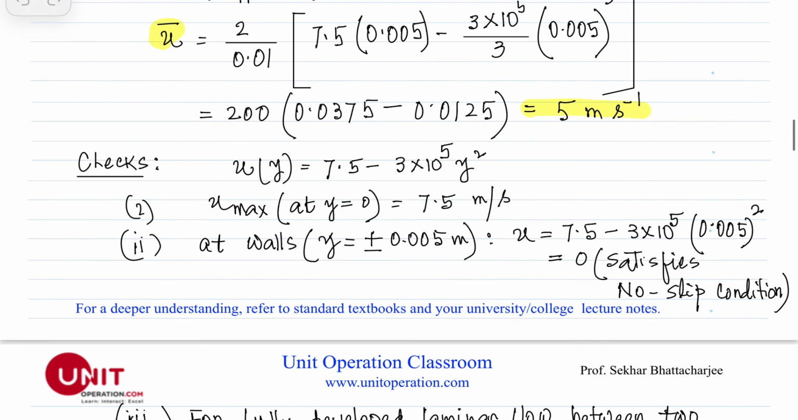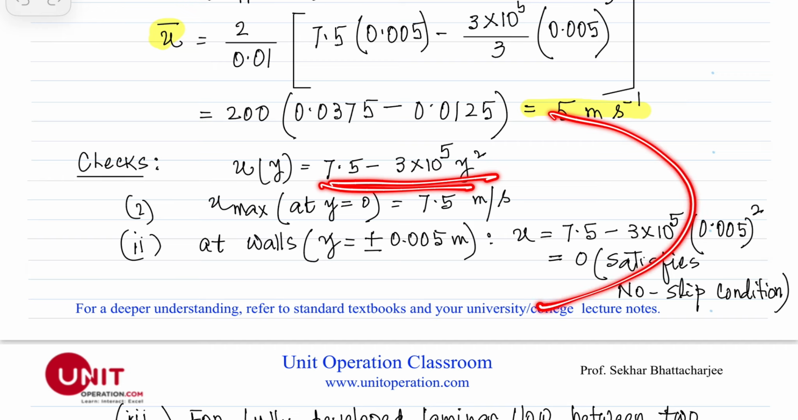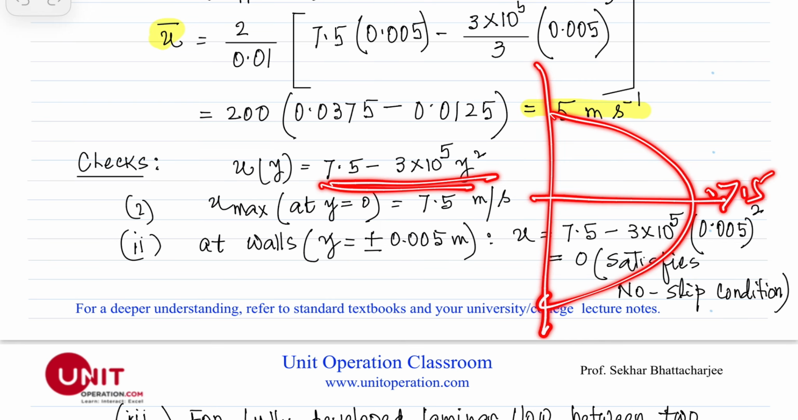So here this is equal to 7.5, because if you put y equal to 0, this is going to be equal to 7.5. And at the walls, if you put plus minus 0.005, this is a square here, so of course that will accommodate both plus and minus, so it becomes equal to 0. So this velocity profile satisfies the conditions right there. So this is the maximum, here it is 7.5, and here the velocity is 0, and here the velocity is 0, and this is a parabolic velocity profile.